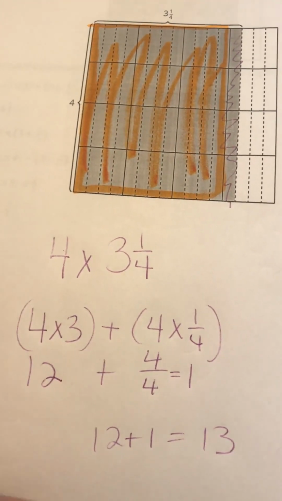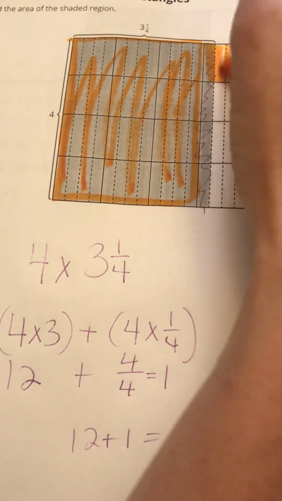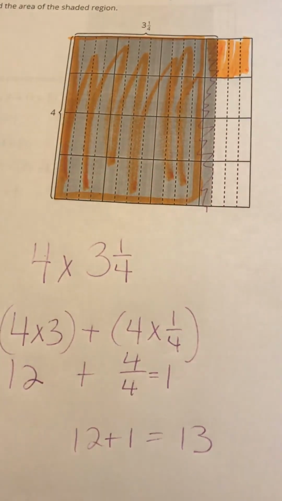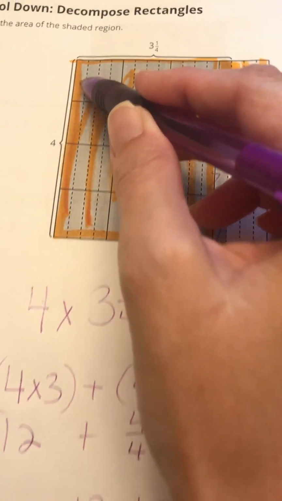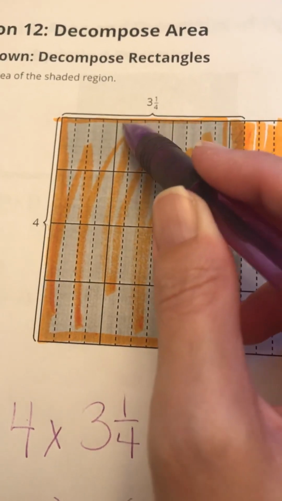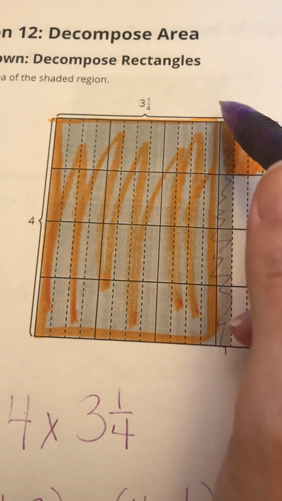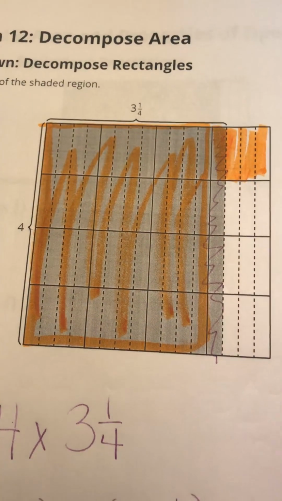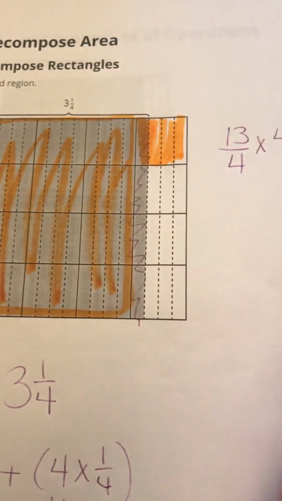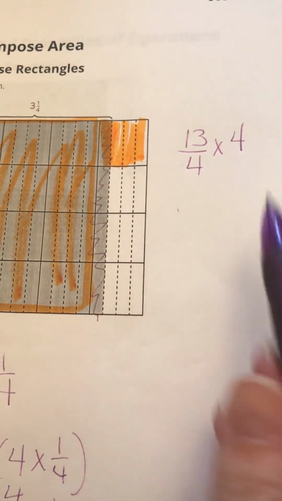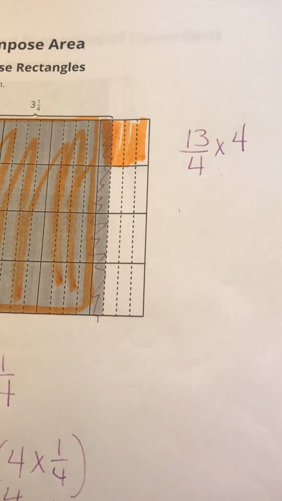You know, now I could have put these 4 together to make one more here, and so that would also have given me 13. Now also, if I count these, 1, 2, 3, 4, 5, 6, 7, 8, 9, 10, 11, 12, 13. 13/4 times 4 is another way that we could multiply to find the area. So when I do it this way, I'm still going to end up with 13.